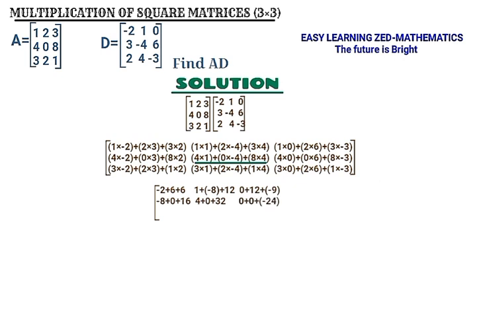Then I'm going to go down in the last row. Okay. 3 by negative 2 will give us negative 6. 2 by 3 will give us 6. 1 by 2 will give us 2.